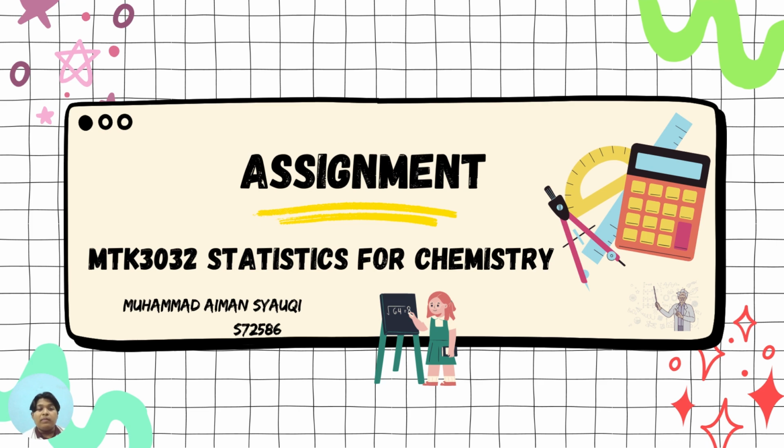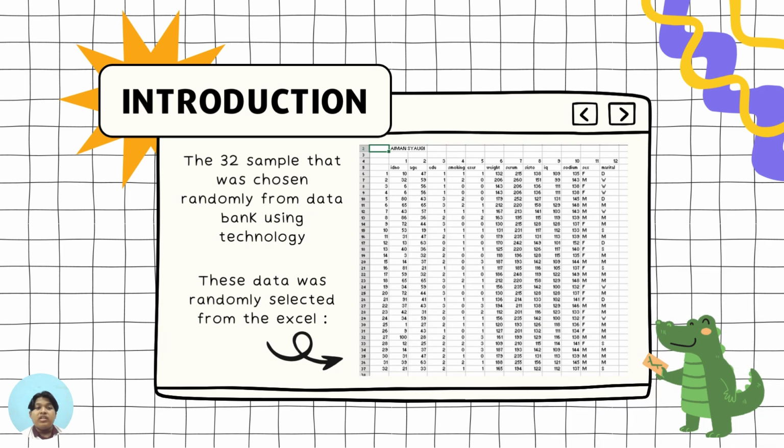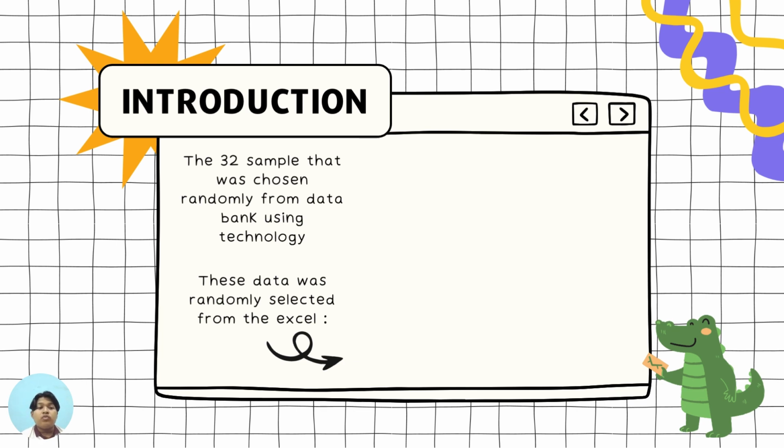My name is Mahamad Aiman Syauqi, and now I will be presenting about assignment for MTK 3032, which is Statistics for Chemistry. Let's go to the introduction. This is 32 data sample that was chosen randomly from data bank using Microsoft Excel. Now, let's go to question 1.